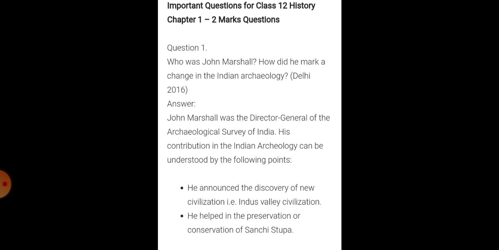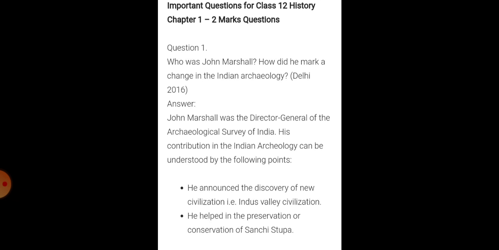So there are two parts in the question. The answer of the first part is, John Marshall was the Director General of the Archaeological Survey of India. His contribution in the Indian archaeology can be understood by the following points.